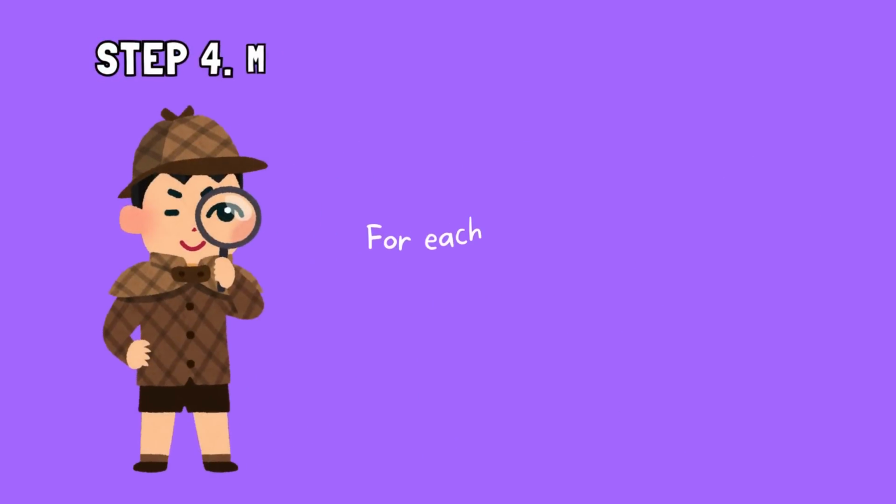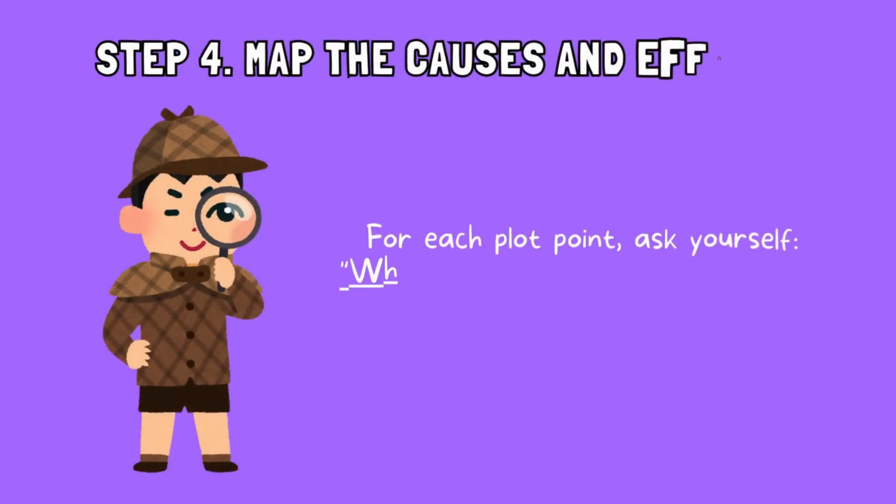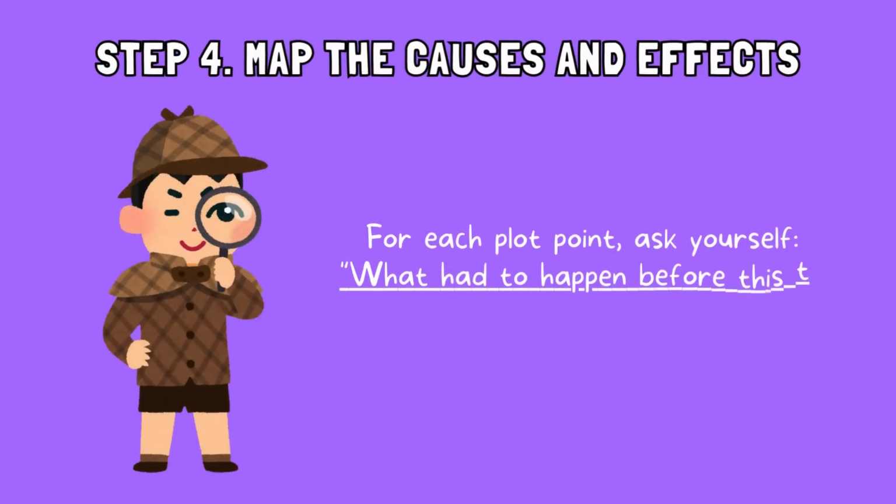Step 4. Map the causes and effects. For each plot point, ask yourself, what had to happen before this to make this possible? This creates a chain of causality leading back to your story's beginning.